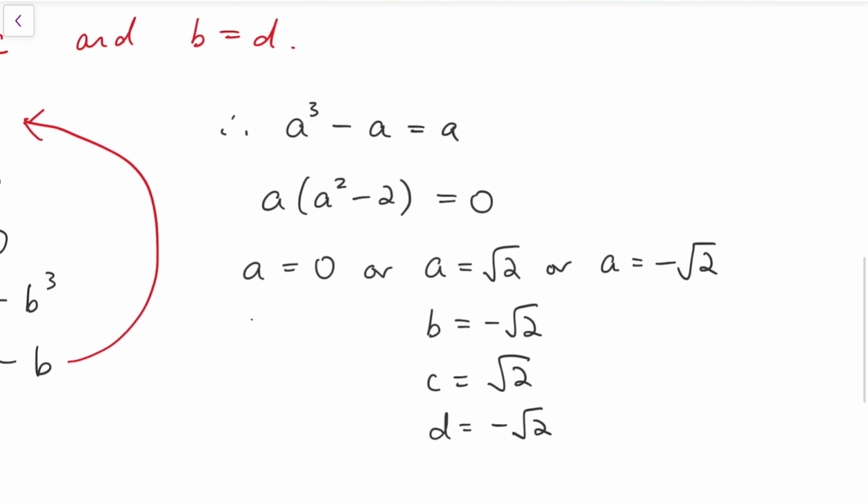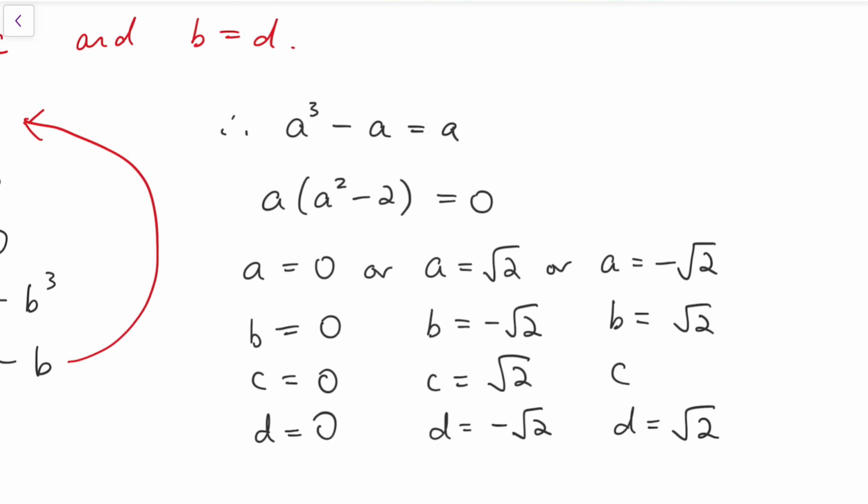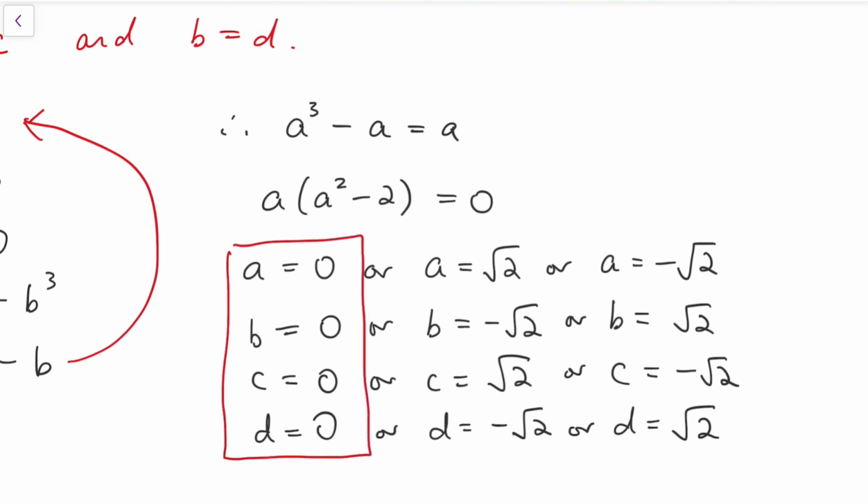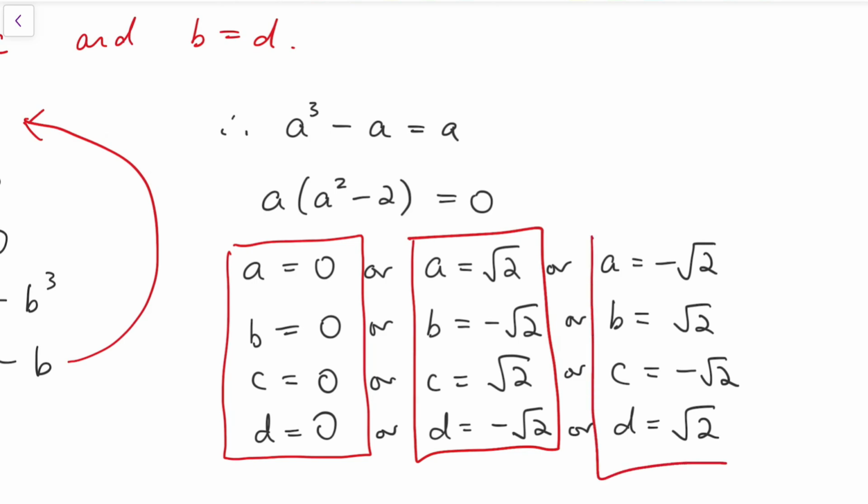Whereas for the case a equals negative square root of 2, then b has to be equal to positive square root of 2 instead. Same for d. And c will be equal to negative square root of 2. And each of these quadruples is a valid solution. So this is our final answer.